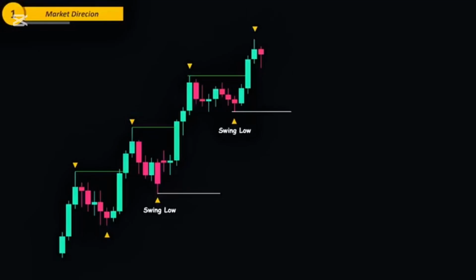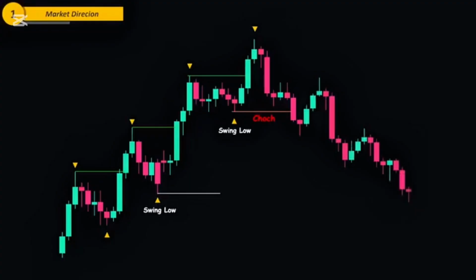However, if the price manages to break and close below the protected low, it forms a change of character. A change of character indicates that buyers have failed to protect the structure, and sellers are now taking control. It signals that a potential market reversal is coming. Number 2.